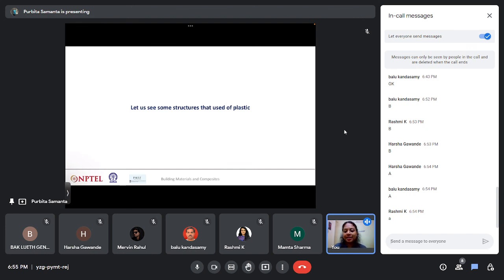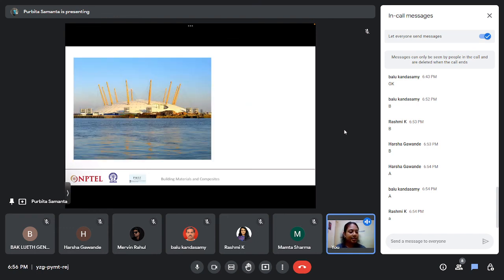So that brings an end to the different questions that we had. And let us see some of these very well known structures that have used plastic. And of course, we know that plastic is a very generic name for these polymers. Let's see, does anyone recognize this particular structure? It's a very well known structure, and I'll tell you where this kind of plastic has been used.